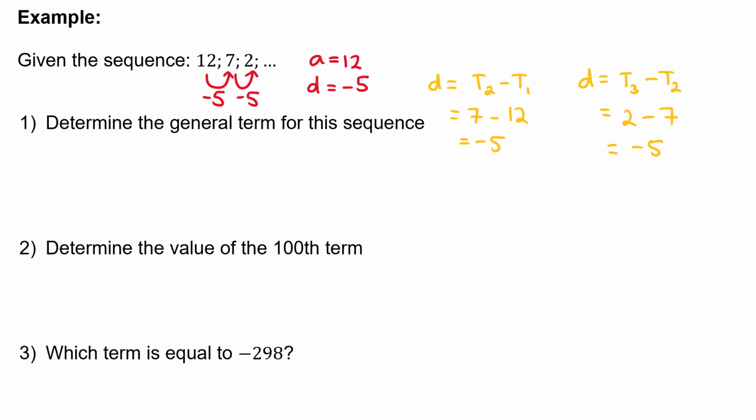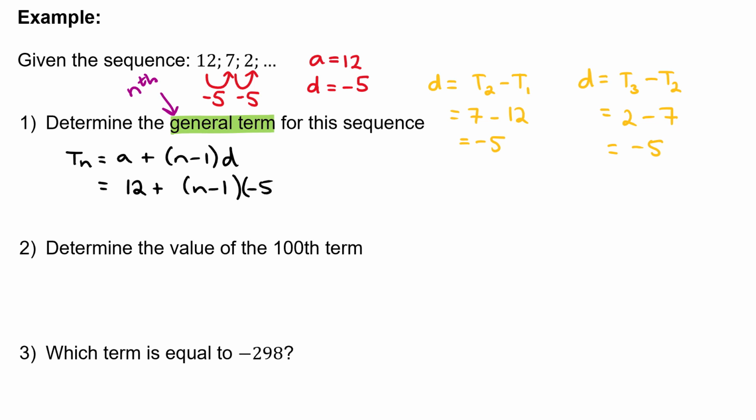The question then says, determine the general term of the sequence. The word general term also means nth term. It's basically saying, figure out what Tn is. So we know that Tn is a plus n minus 1 times the difference. The a value in this case is 12, plus n minus 1 times the negative 5. Keep this in a bracket so that you don't make silly mistakes when you distribute.